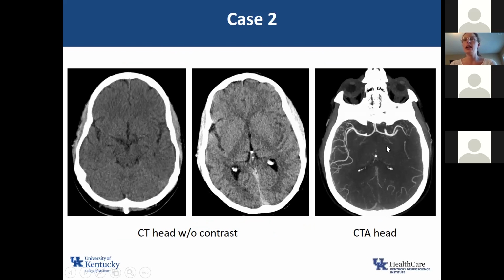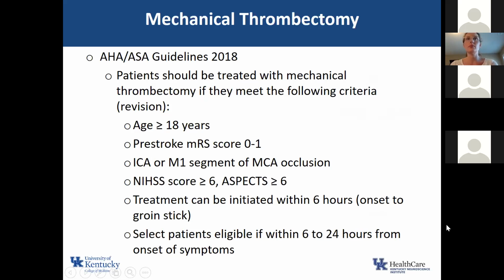And then on his CTA, this is a reconstructed image of that. You can see a cutoff of his distal left MCA, or middle cerebral artery. It should look like this one. So he has a cutoff there. We suspect he has a large vessel occlusion, which is likely the cause of his symptoms and this area of ischemia that we're already starting to see. So he technically would be within the window for a thrombectomy, which is up to 24 hours.